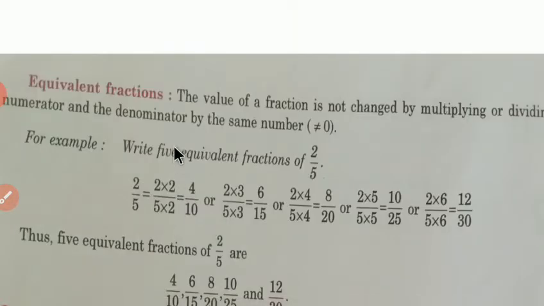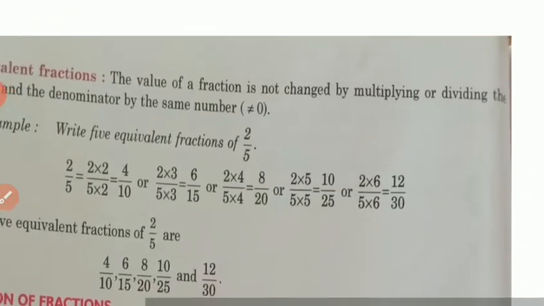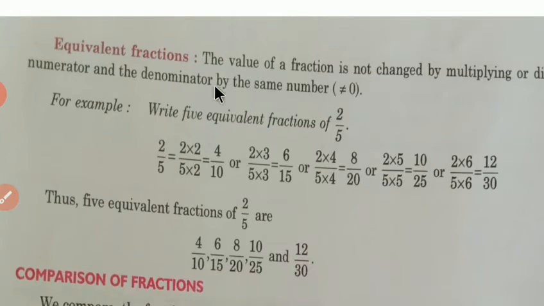The equivalent fraction. How to find the equivalent fractions? The value of a fraction is not changed by multiplying or dividing the numerator and the denominator by the same number. Equivalent fraction means if we divide or multiply numerator and denominator by that number, we should get the given equivalent fraction. For example, here we have to find equivalent fractions of 2 upon 5.